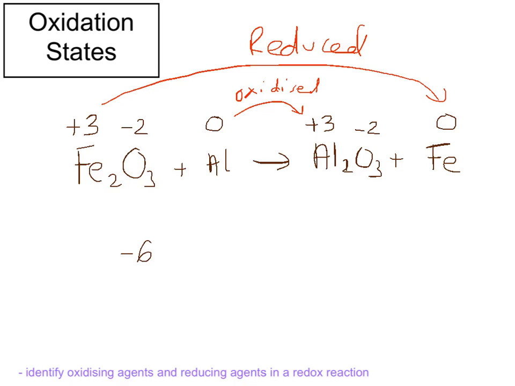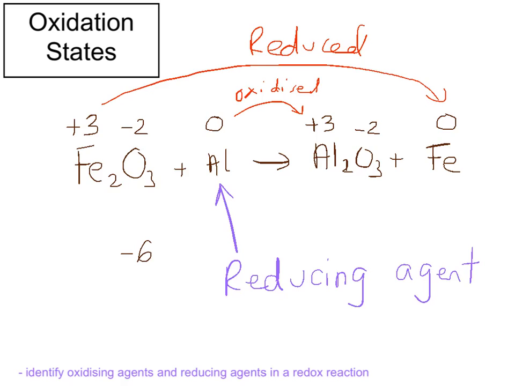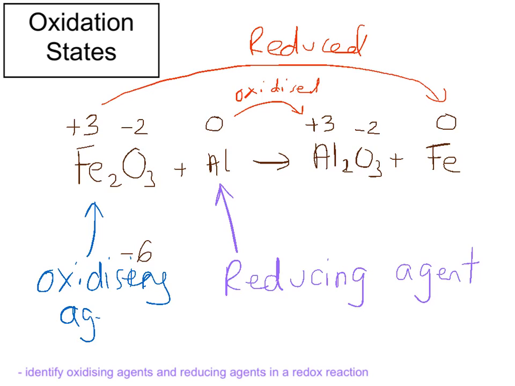Now, in becoming oxidized, the aluminium has also facilitated the reduction of the iron. And so we call the aluminium the reducing agent. So whatever gets oxidized is the reducing agent, because in being oxidized, it has reduced the other thing. The iron, therefore, is our oxidizing agent, because in becoming reduced, it has oxidized the other thing. Oxidizing agent. Sorry, I spelled that wrong to begin with.